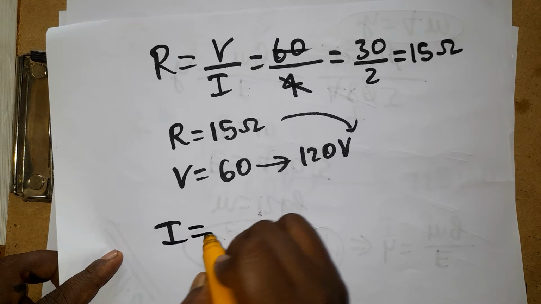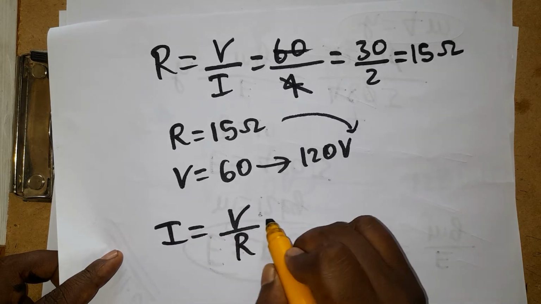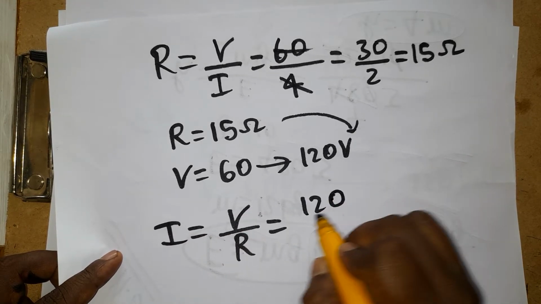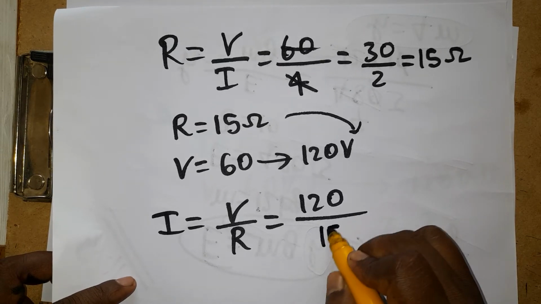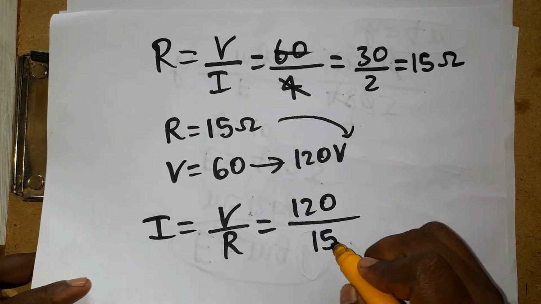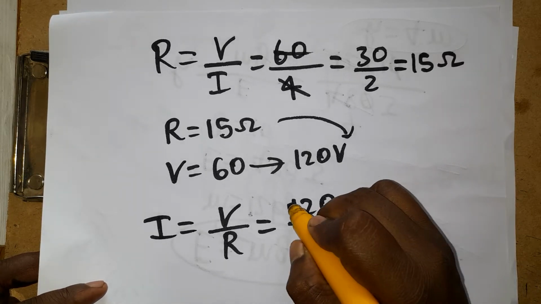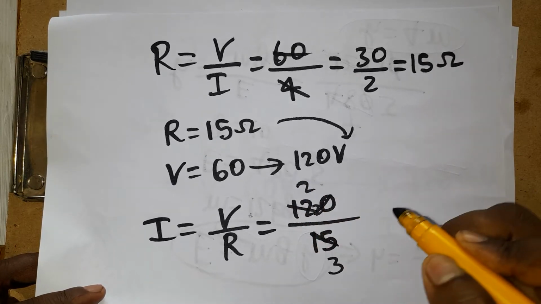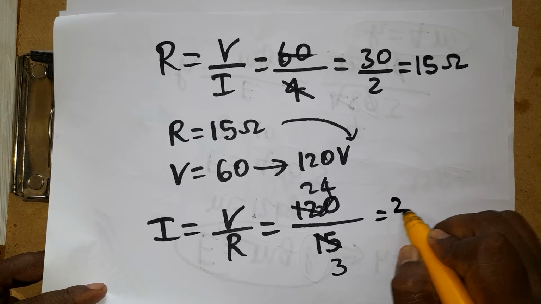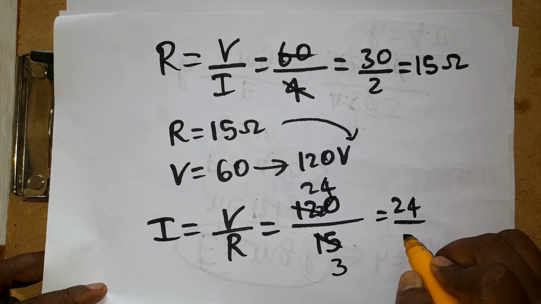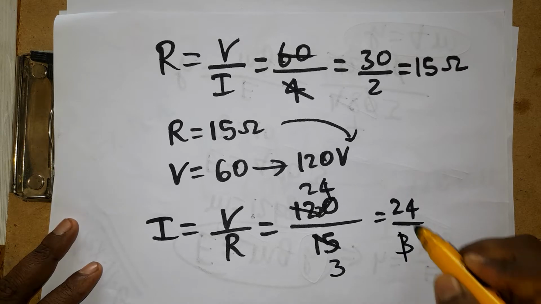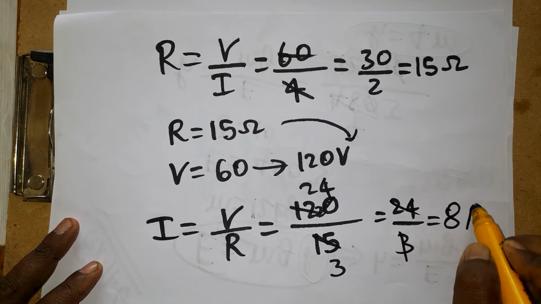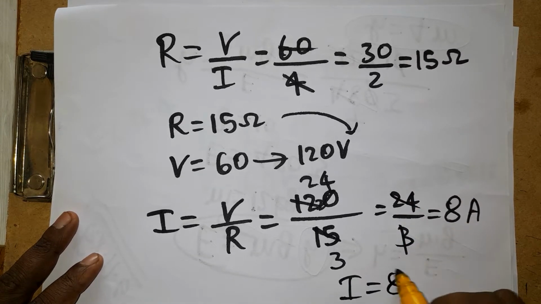Now I is equal to V by R. Now what is V? V is 120. R will be the same, whatever the condition. R is going to be 15. Okay. So 5 threes are 15, 5 twos is going to be 10, 24 divided by 3. 3 times how many will get 24? 8 ampere. Finally, the current we get is 8 ampere.